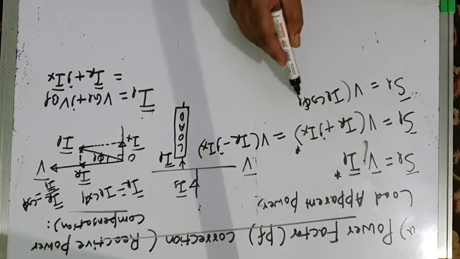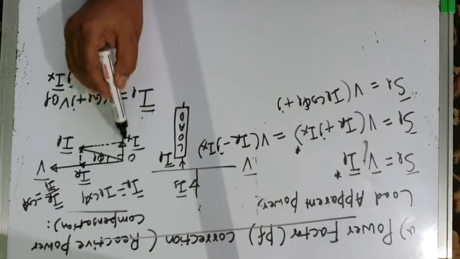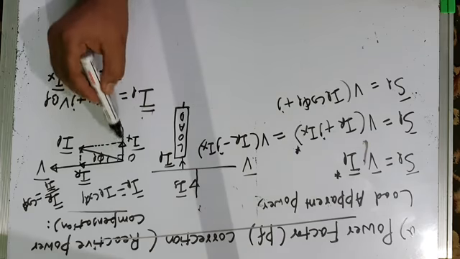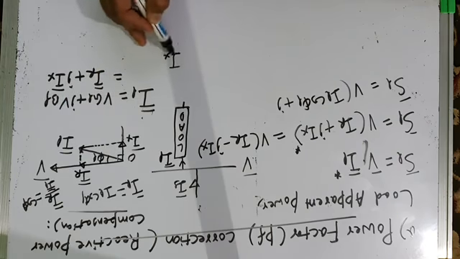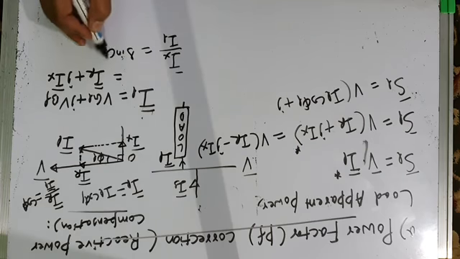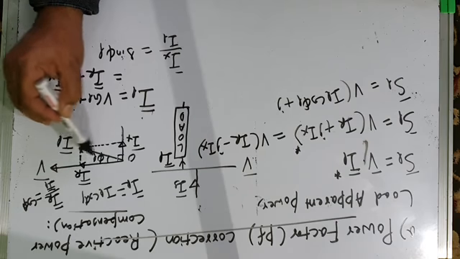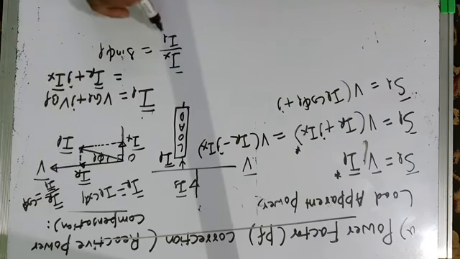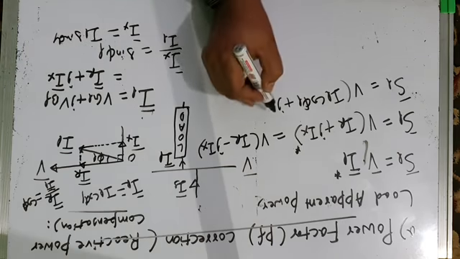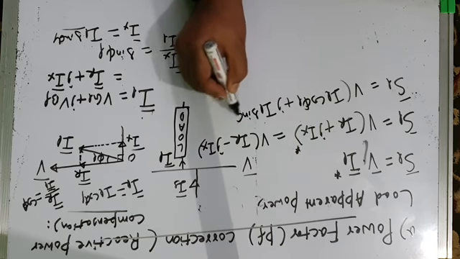IR I have represented in terms of IL cos phi L plus J times, what is IX? IX is the quadrature component. Again, this is base, this is hypotenuse, and this is perpendicular. So perpendicular by hypotenuse is equal to sine phi L. Perpendicular is IX, so this is also IX. So IX by hypotenuse IL is equal to sine of this. So IX, the quadrature component, is IL sine phi L. So in place of IX, I will write IL sine phi L.